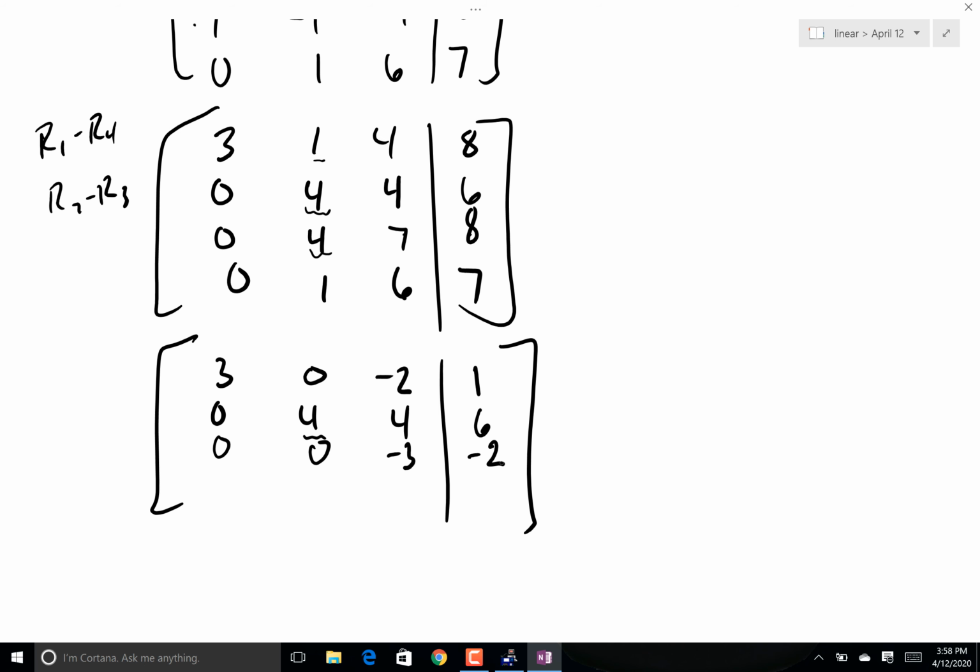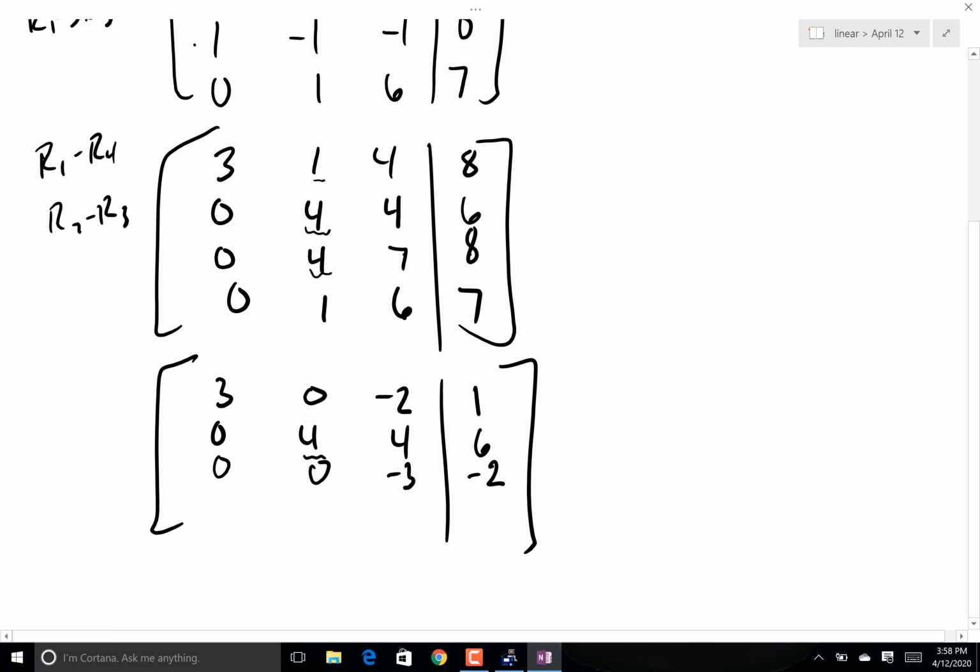This feels goofy. And then I'm going to take R2 minus 4R4 and see what happens there. So that's going to be 0 minus 0 is 0, 4 minus 4 is 0, 4 minus 24 is -20, and 6 minus 28 is negative.